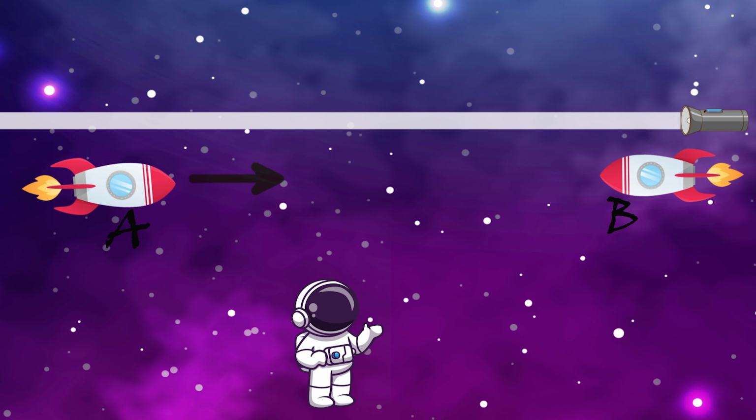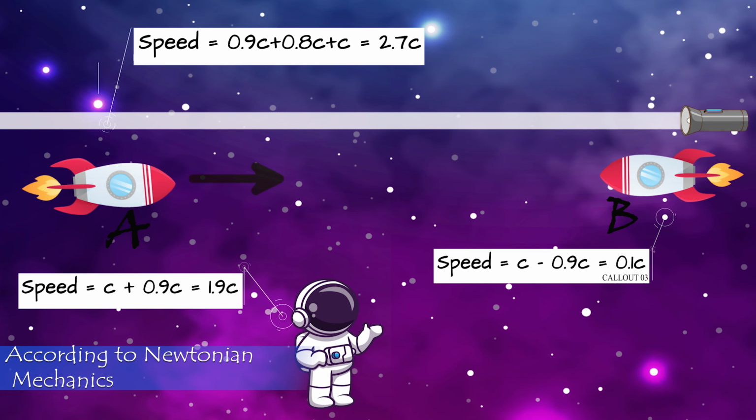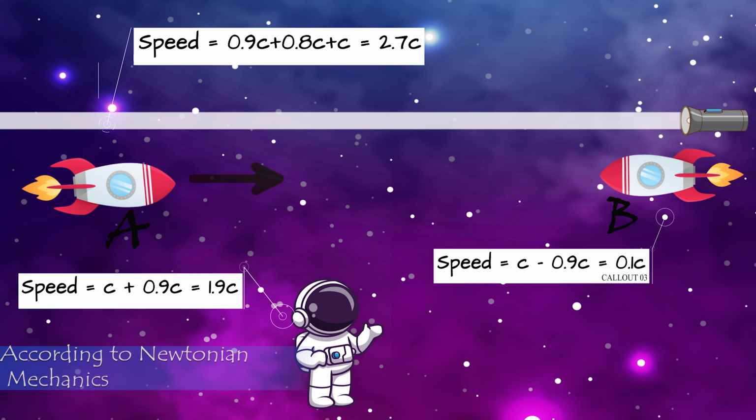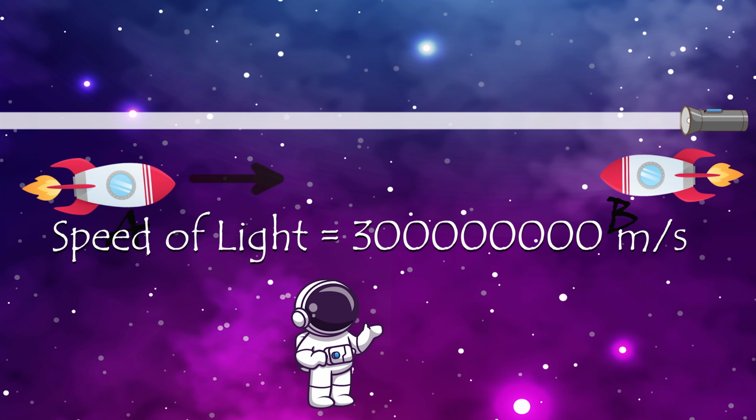According to Newtonian mechanics, the speed of light observed by spacecraft A will be 2.7 c. Spacecraft B will observe the speed of light equals 0.1 c. And the astronaut will observe the speed of light equals 1.9 c. But the speed of light to all will be same, that is c equals 3 times 10 raised to the power 8 meter per second.